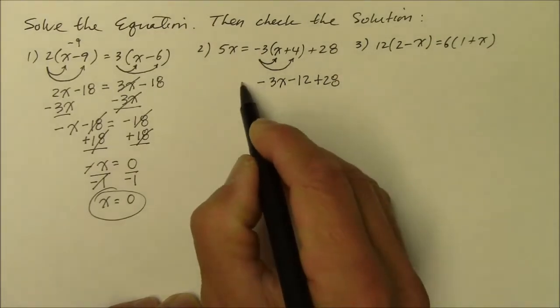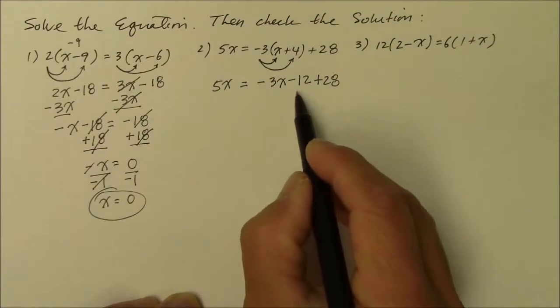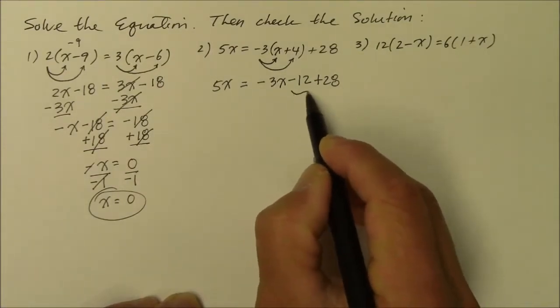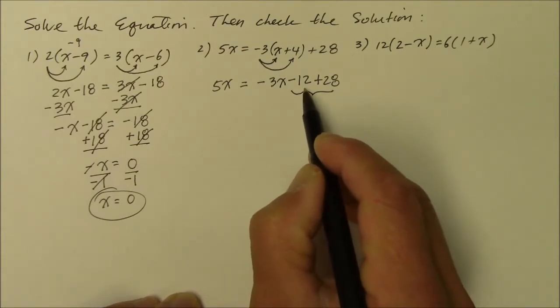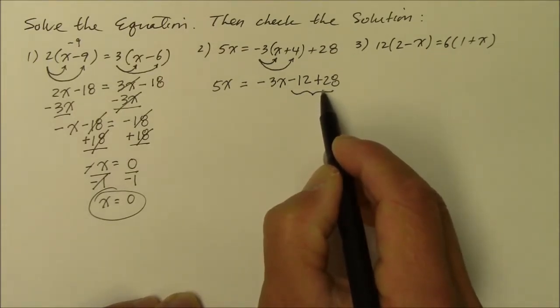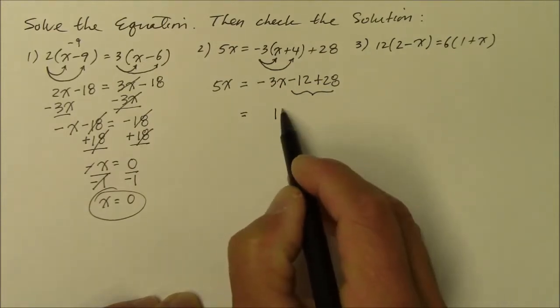And that all equals what's on the left side, which is 5x. Let's go ahead and combine these two like terms, because this is minus 12 plus 28. It's like saying you take out 12 bucks, but you put in $28 in the bank. You actually have a positive balance of, what's that, 16?